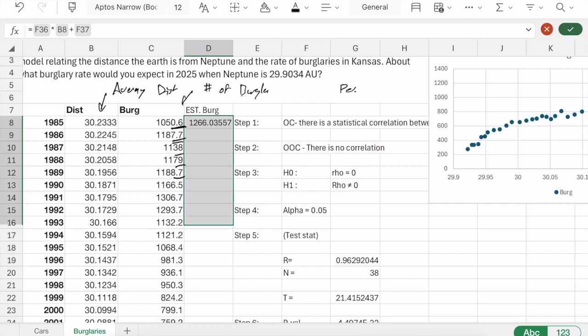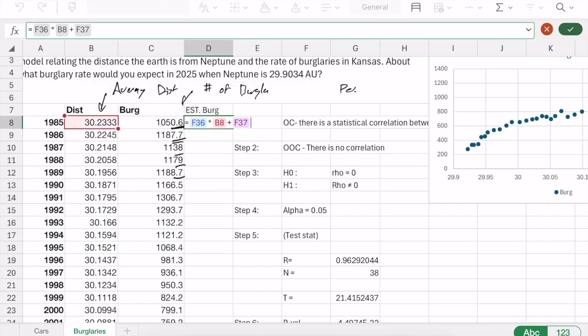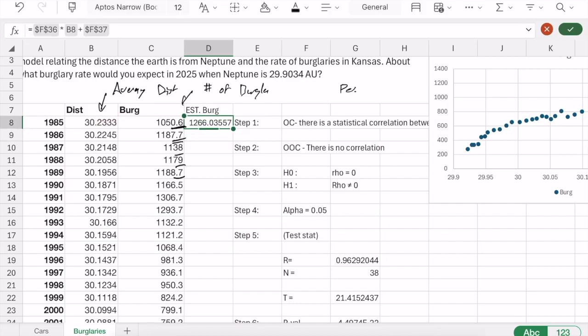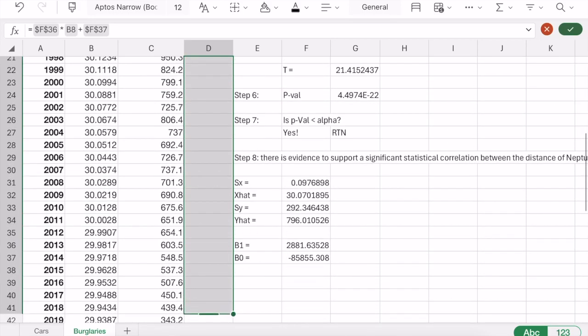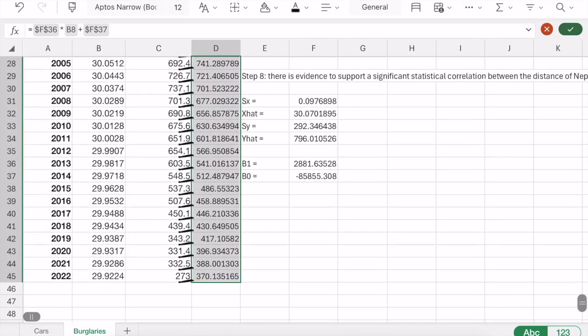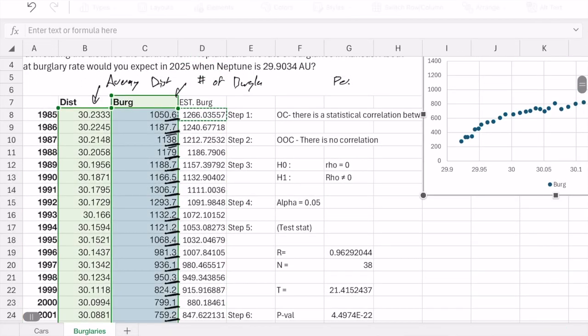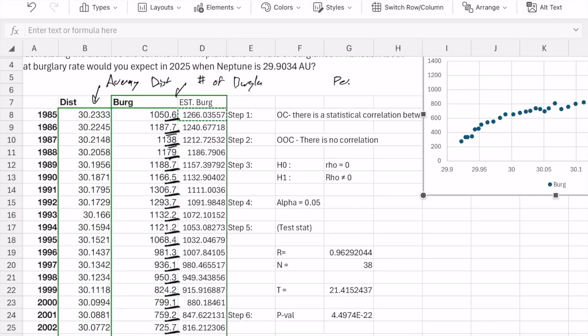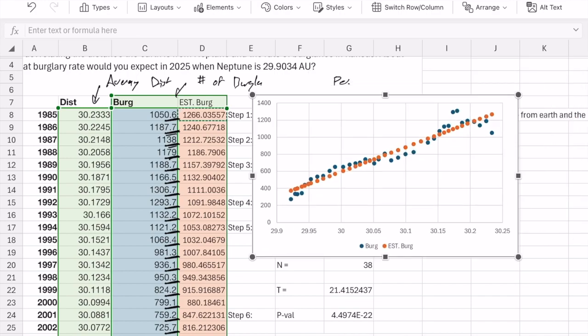And then I'm going to drag. Oh, wait, before I drag, I need to put in my dollar signs. Dollar sign there, then here. Okay, great. Now I can drag. Command C, Shift down, Command V. All right, now I'm going to click on my plot. I'm going to extend my data. And there it is. Pretty good fit.